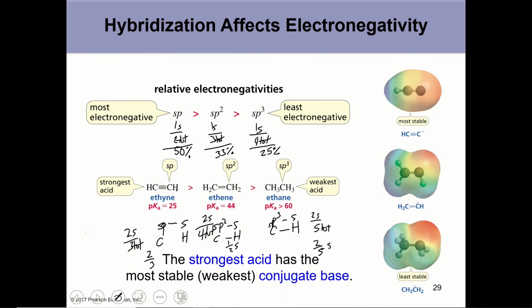And 2/3 is like 66.67%, and 1/2 is 50%, and 2/5 is 40% s character. So the strongest acid has the highest percentage of s in the carbon to hydrogen bond, and is also the most electronegative carbon to hydrogen bond.